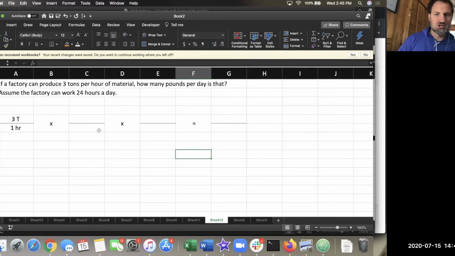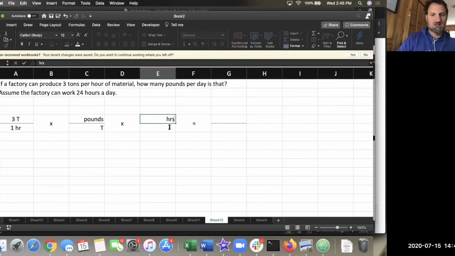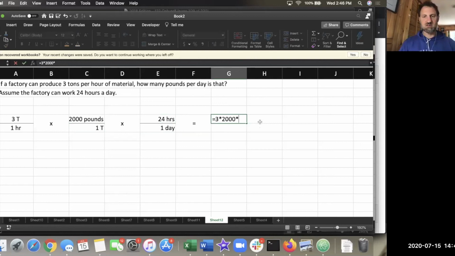I need to change my tons to pounds. So I got my tons here, my pounds here. And I need to change my hours into days. So I put the hours on the top to cancel that hours on the bottom. Hours per day I can do. Then I just need to get my numbers in. 2,000 pounds, 1 ton, 24 hours, 1 day. So it ends up being just stuff on the top, 3 times 2,000 times 24, 144,000 pounds per day.